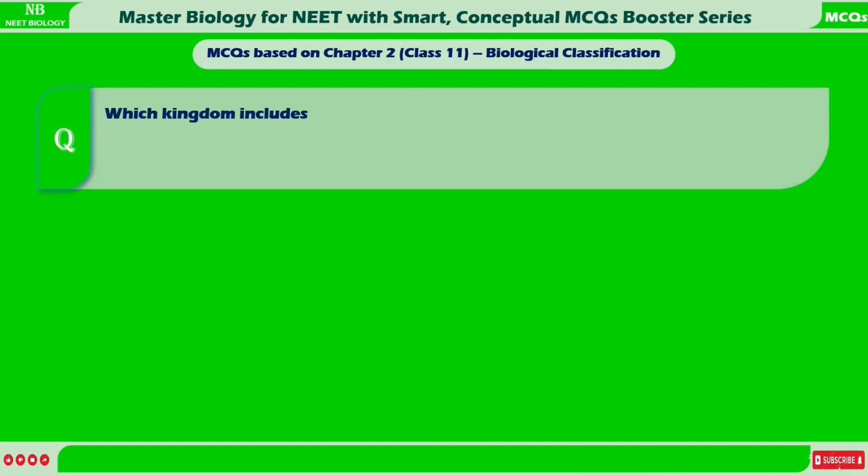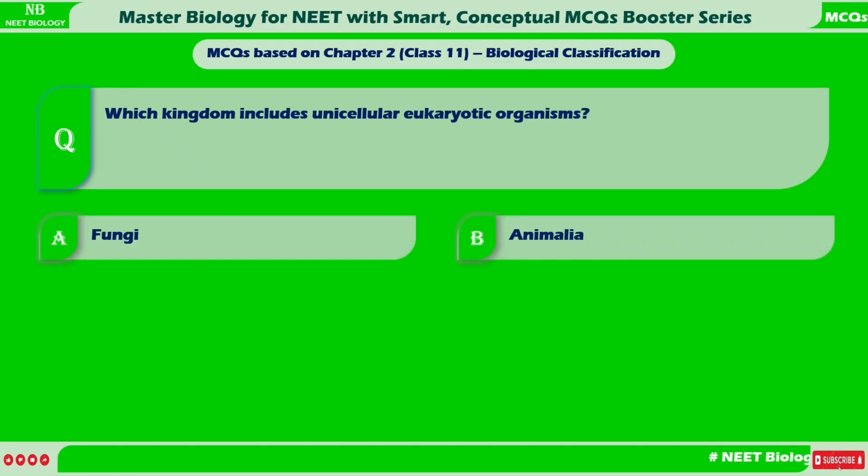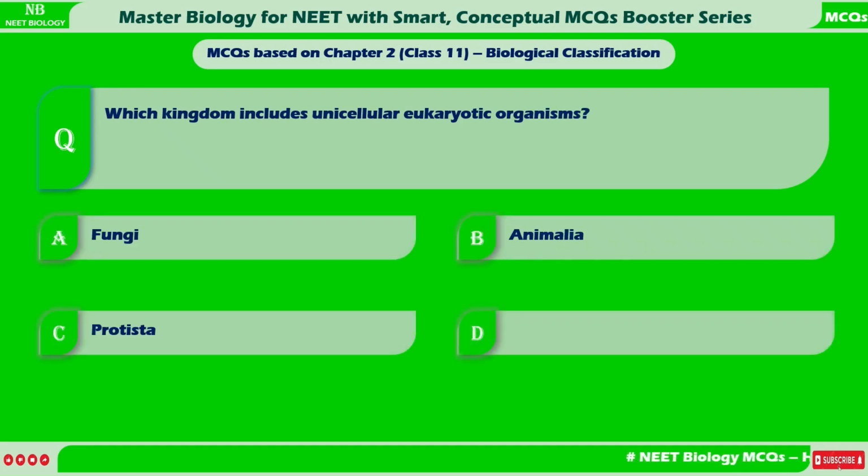Which kingdom includes unicellular eukaryotic organisms? A. Fungi. B. Animalia. C. Protista. D. Monera.